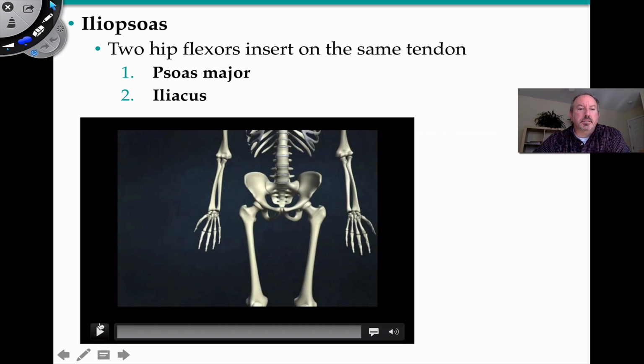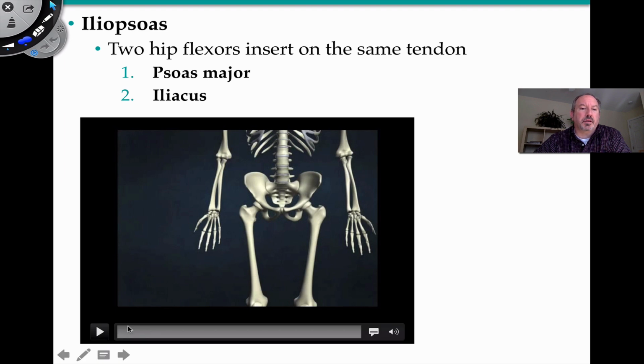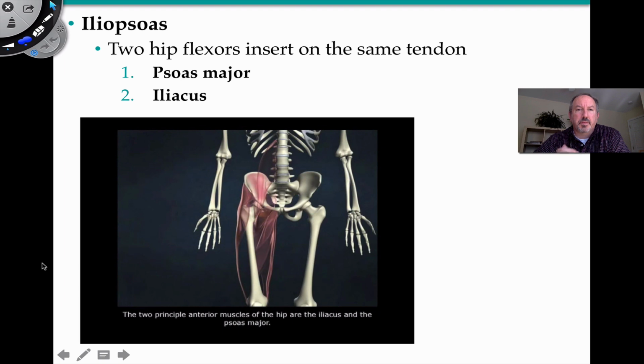So let's take a look at this. This is good right here. These are the hip flexors that insert on the same tendon. Let's take a look. The 2 principal anterior muscles of the hip are the iliacus and the psoas major. Collectively, they are known as the iliopsoas muscle because they share a common insertion on the lesser trochanter of the femur. So iliopsoas. The iliacus muscle originates on the iliac crest and fossa of the pelvis.